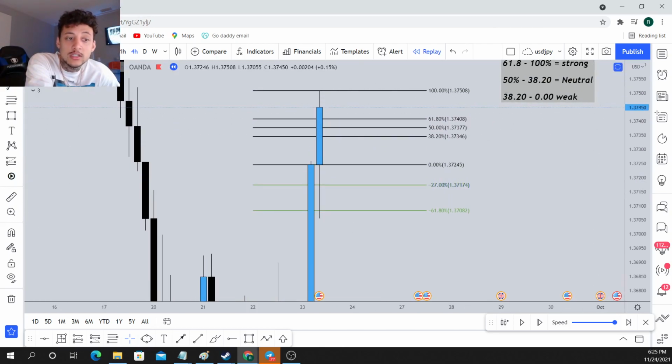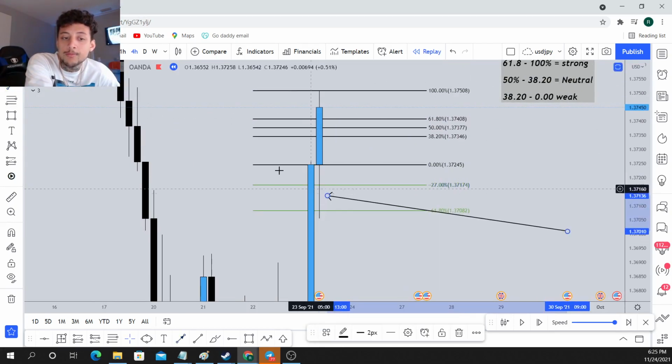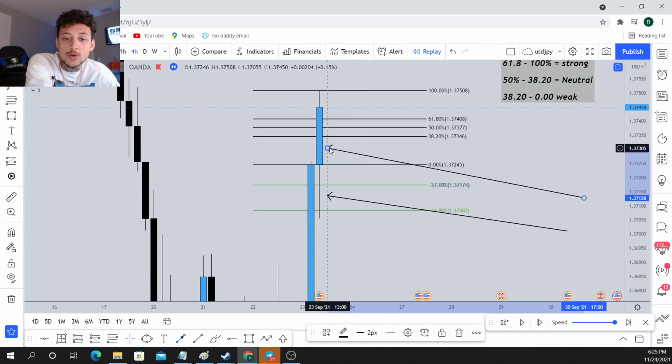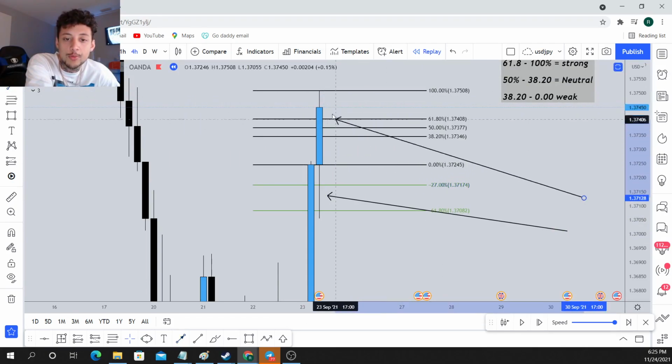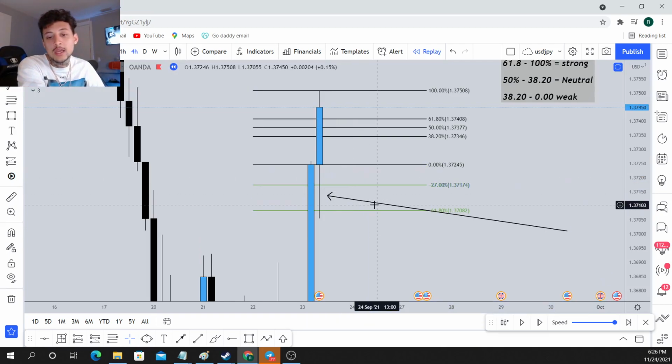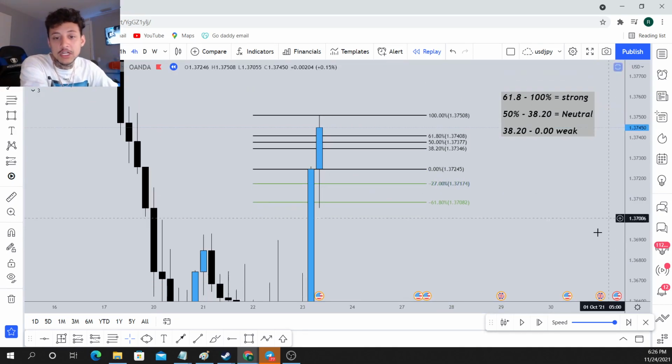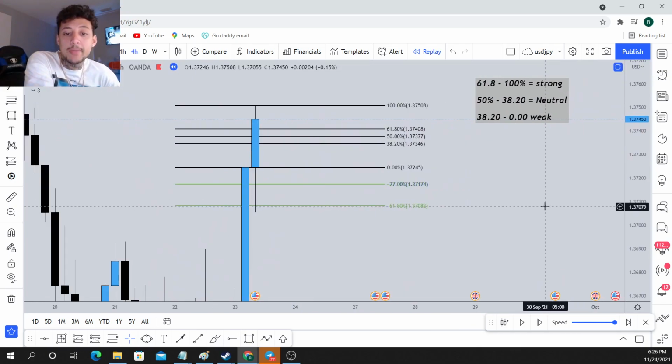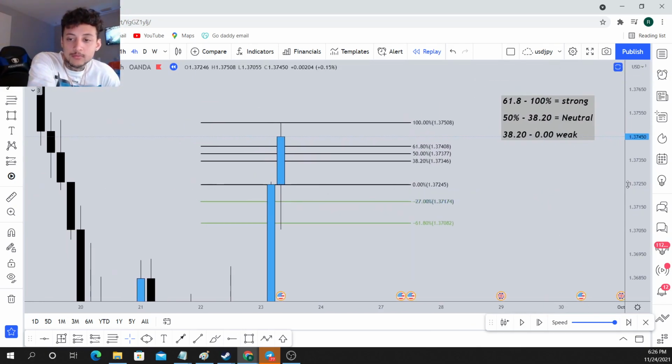This just adds confluence, meaning that this is already a strong closure. We closed from the open to the highest high within the top third. Now that we're incorporating how big this wick is, we can add that the candlestick left a big wick to the downside. It's a pretty strong bullish candlestick, right?